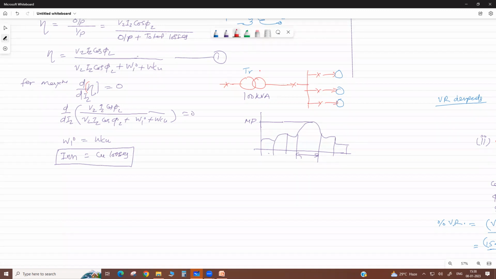The actual load may be 80 kVA maximum, the average load. That's why your distribution transformer is designed for a partial load, meaning it gives the maximum efficiency there. So what is the kVA load corresponding to maximum efficiency? That we can calculate: rated kVA into, if you know the iron loss, divided by full load copper loss, under root.